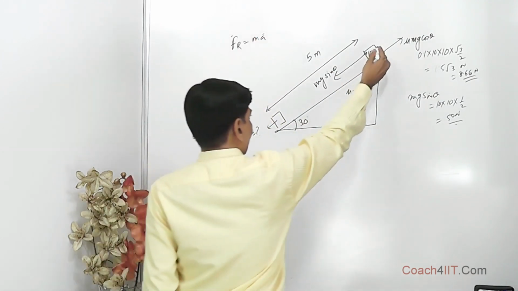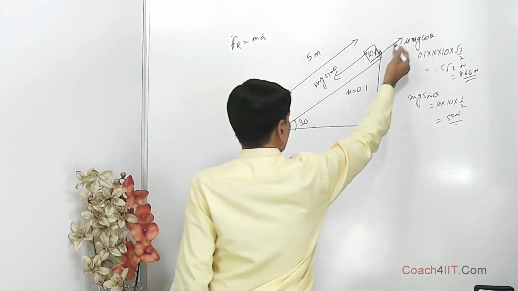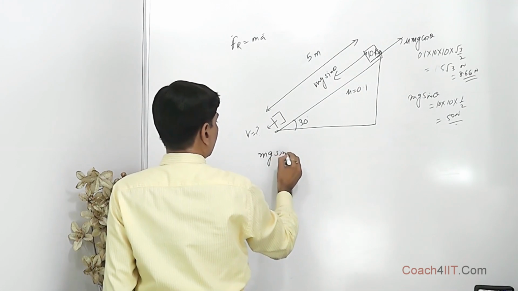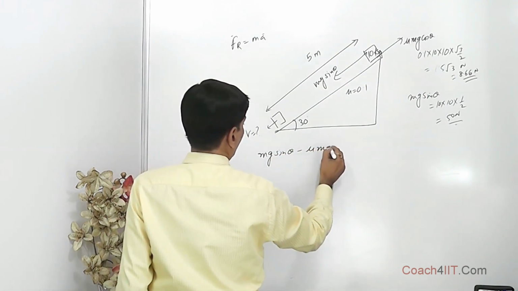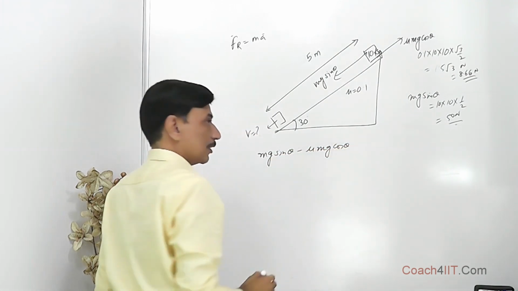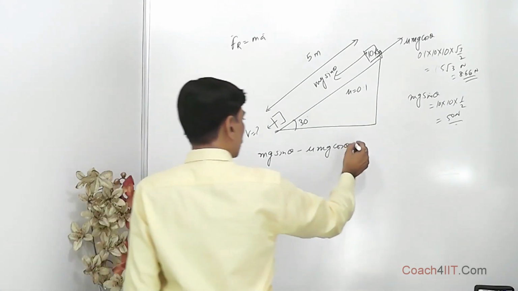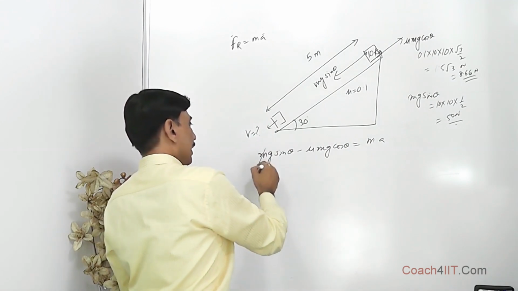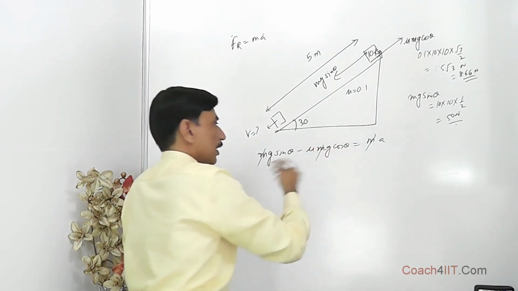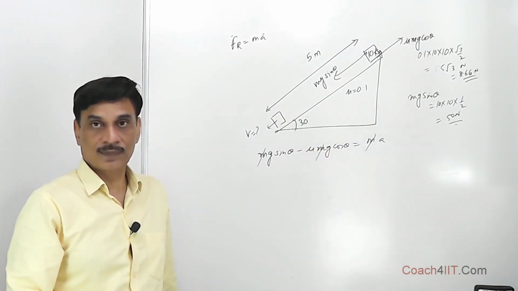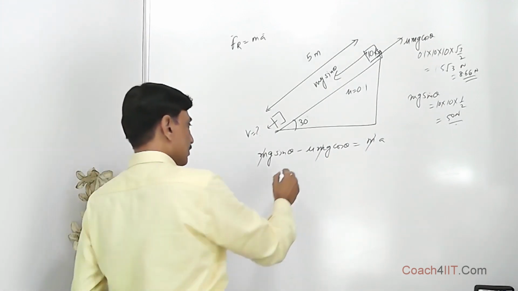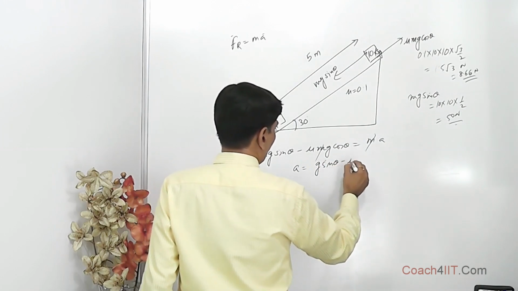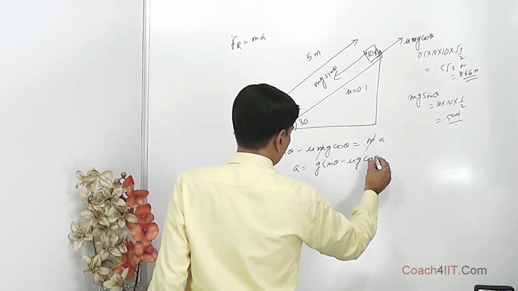F is this way, one force is this way, the friction force is in this direction. So the equation comes out to be mg sine theta minus mu mg cos theta, this is the resultant force, is equal to mass into acceleration. Over here m and m can be taken out and cancelled. It means the value of acceleration is g sine theta minus mu g cos theta.